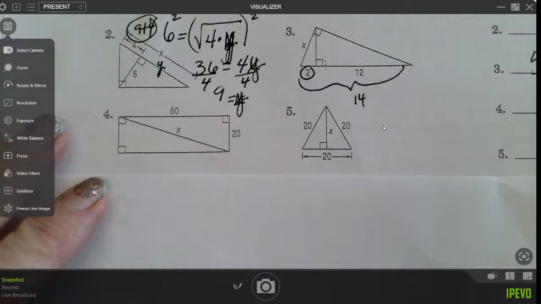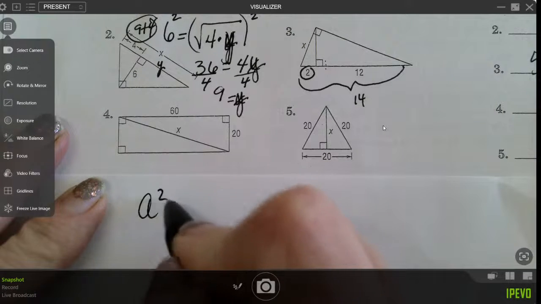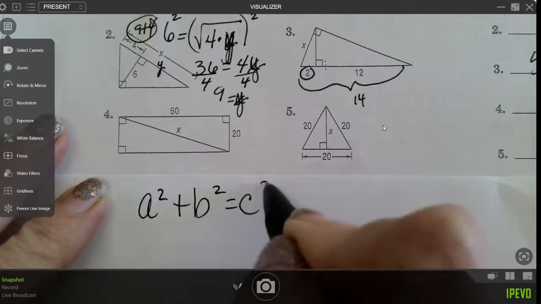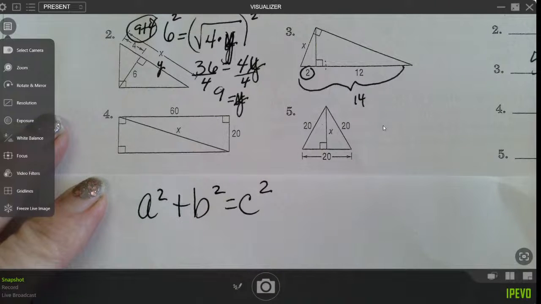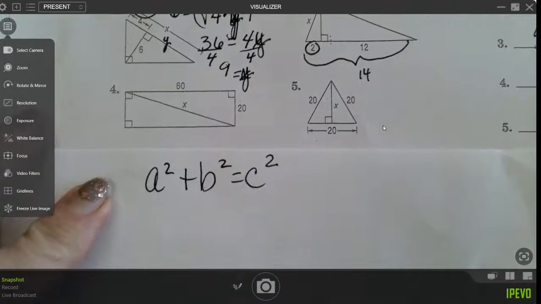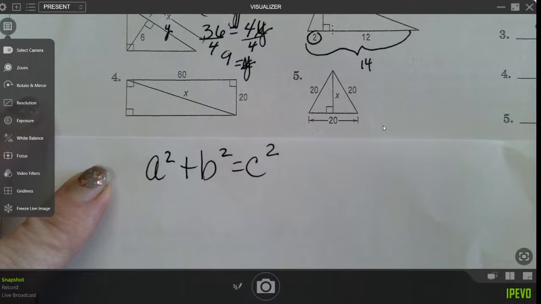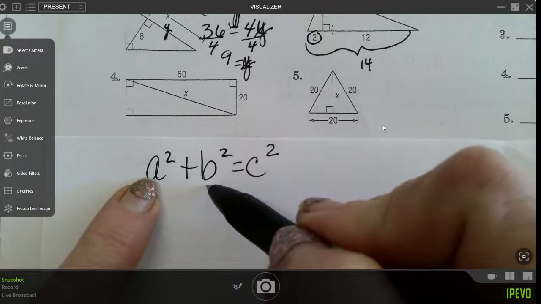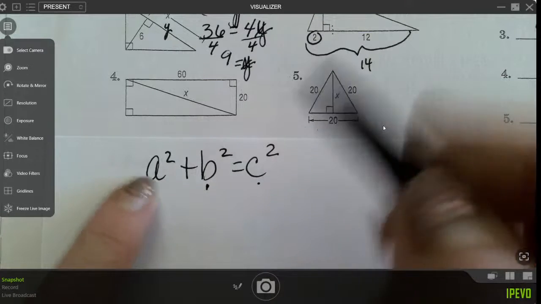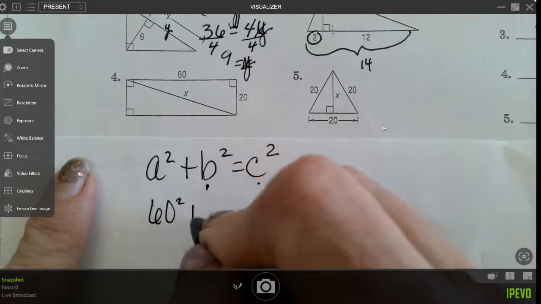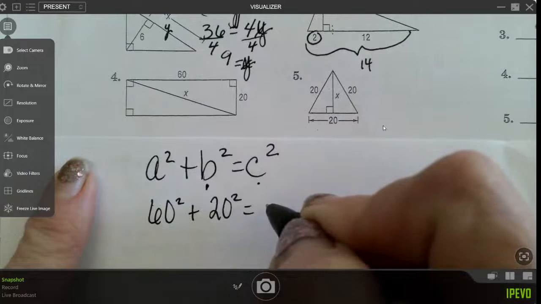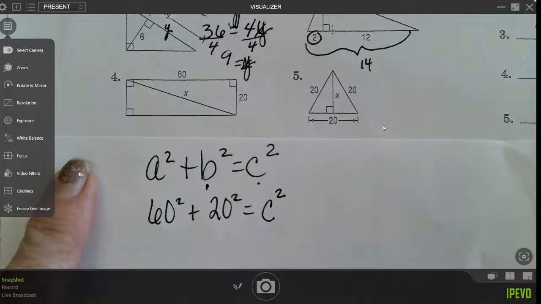Anybody remember? Come on, y'all. Remember this? What's that called? Pythagorean Theorem. You need to know this for tomorrow, okay? I'm just straight up telling you. You need to know it. Okay, so what are the A and the B in our problem? The 60 and 20. Why is X the C in this problem? Because it's the longest side. It's the hypotenuse, right? It's the one we don't know.